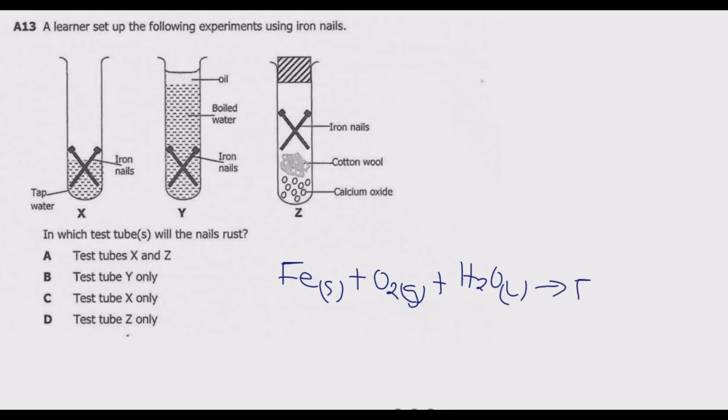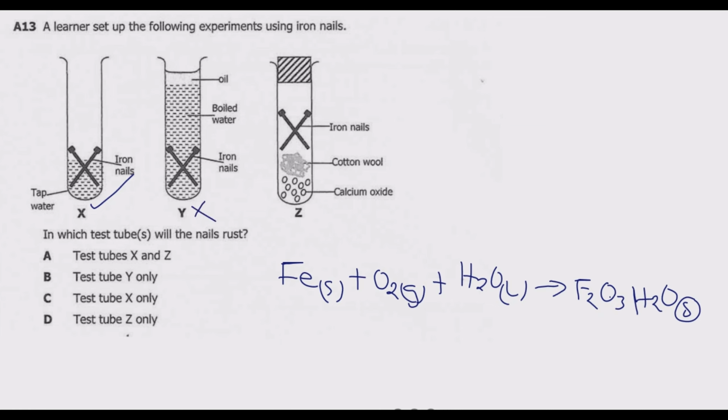Then this will give us this. So this is the rust we are talking about. If you look at the first experiment X, in this case we have water, and we also have the presence of air. So these two conditions are met, and in this case rust would happen. Then when you look at Y, since we have oil on top, it means we have water but we don't have the presence of air there. So in this case there will be no rust.